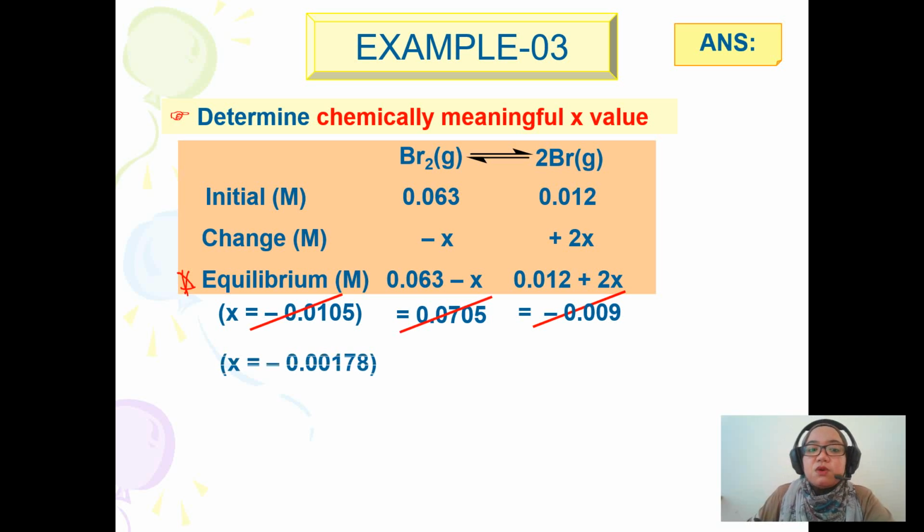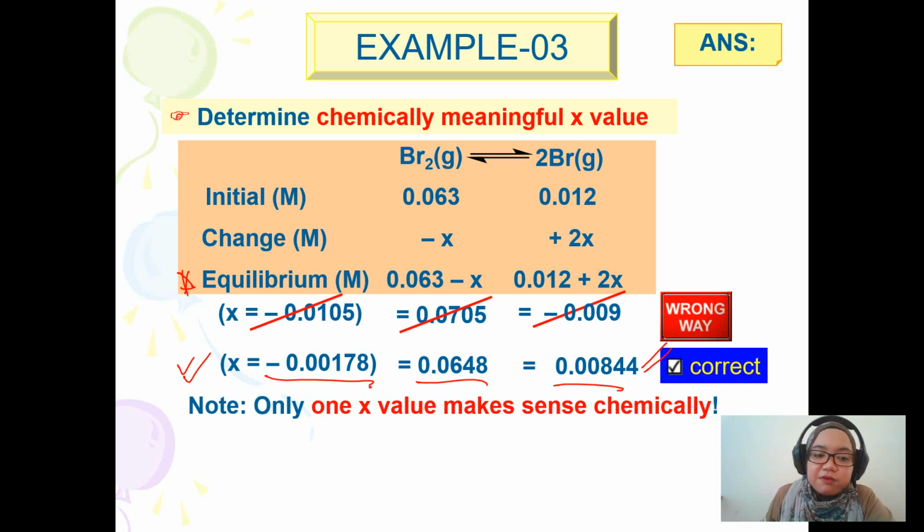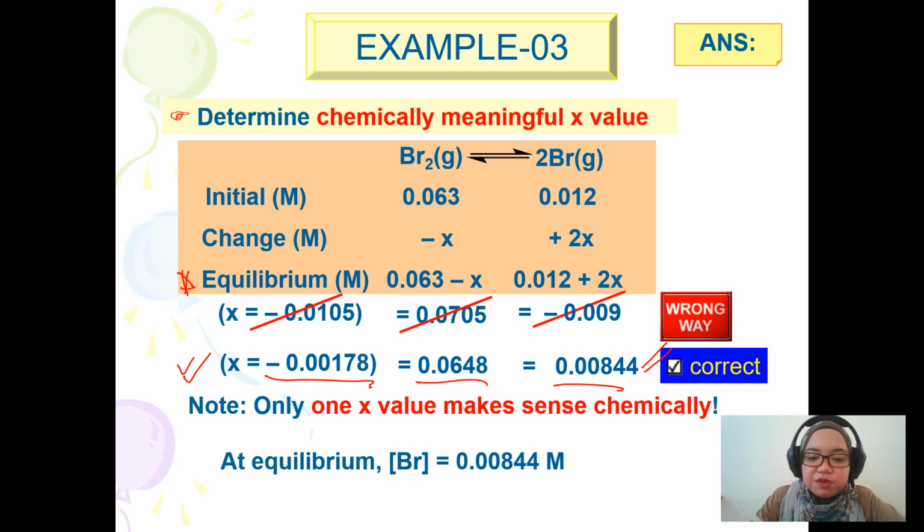So this is wrong. For x equals −0.00178, when we substitute into 0.063 − x, the concentration of Br2 is 0.0648, and the concentration of Br is 0.00844. Now both values are positive, even though x is negative. So this is the acceptable one, and we accept this x rather than the other. Only this x value makes sense chemically. So at equilibrium, Br is 0.00844 molar and Br2 gas is 0.0648 molar.